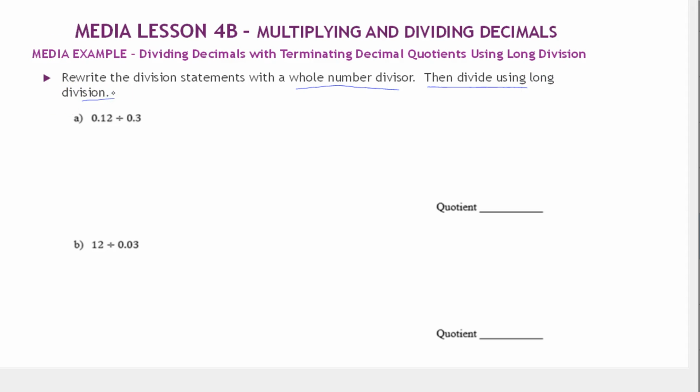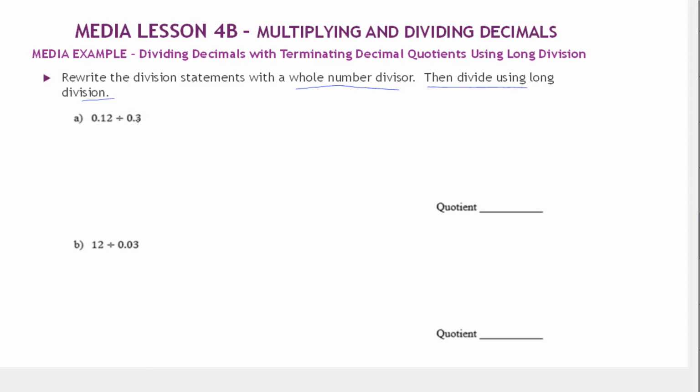Okay. So the idea is we want to make the divisor, the second number, a whole number, because we're going to be dividing into this dividend, and we don't want to have to say how many times does 3/10 go into 1/10. Okay, so it can get complicated, but we're very good at thinking of, if you know your multiplication facts, how many times does 3 go into some number.